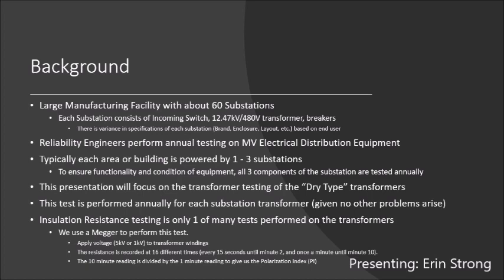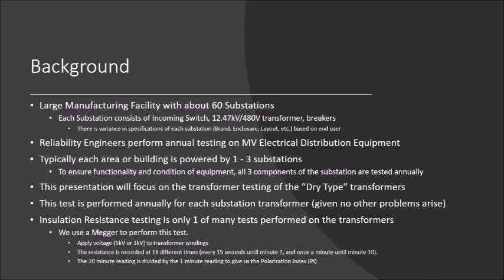My name is Aaron Strong, and I'm doing the background portion of this presentation. So for our data, it's taken from a large manufacturing facility with about 60 substations. Each substation consists of a switch, a transformer, and a section of breakers. And then there is some variance in the manufacturer, layout, the type of transformer, etc. So a lot of different things. Each substation is not the same.